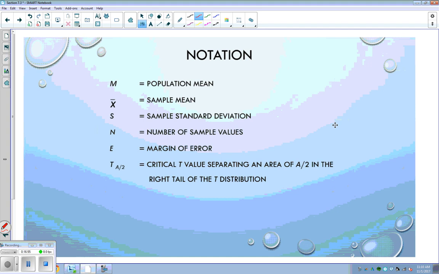Here's our notation. I always like to give you that. You also see mu for your population mean, x bar your sample mean, again s is your sample standard deviation, n your number of samples, E your margin of error, and your critical t value that separates the area, right tail, will be alpha over 2. Okay?